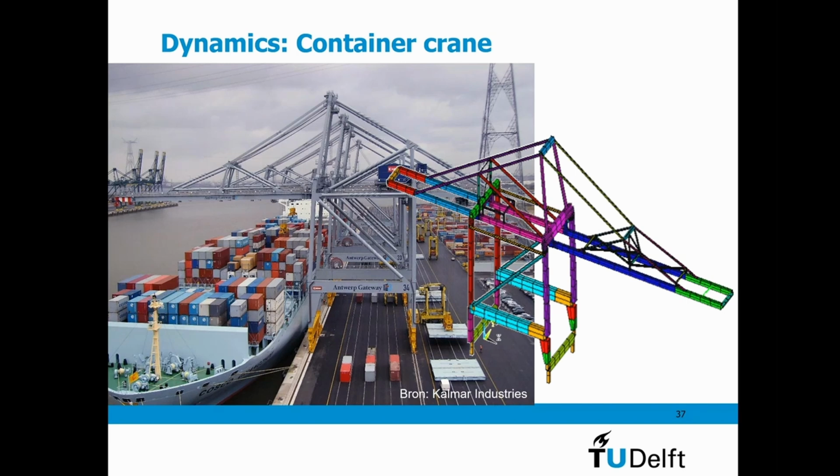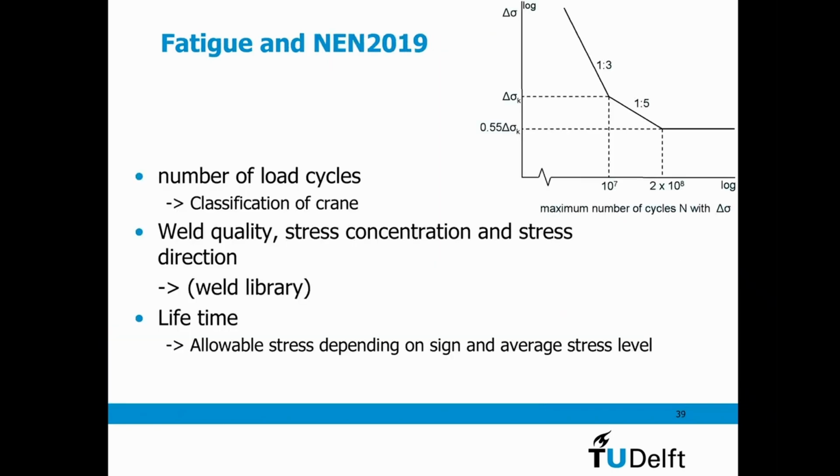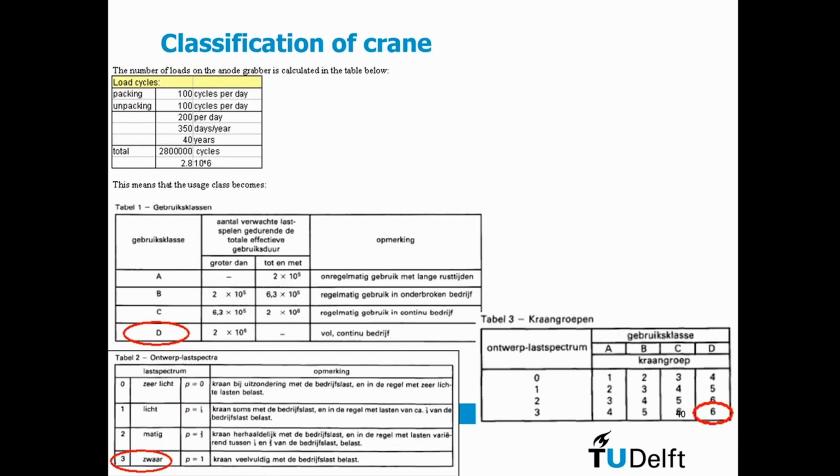The example with cranes is easy because cranes do have fatigue cycles, but they are easily recognizable. So although they use the same Palmgren-Miner curve, which is based on the number of load cycles, stress concentrations, weld quality, and the lifetime, the number of load cycles is transferred in a certain way.